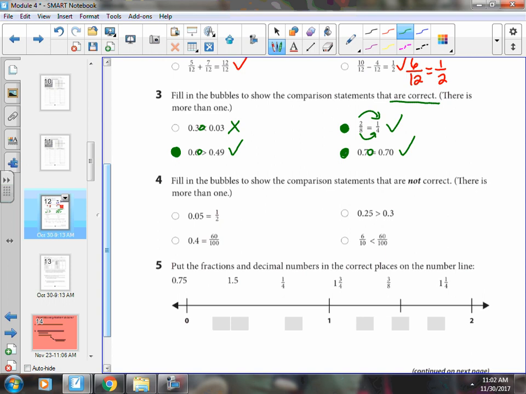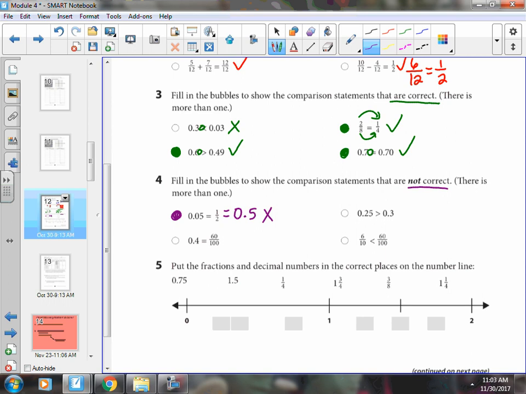Number 4, fill in the bubbles to show the comparison statements that are not correct. They're so making us think. Now we're looking for the ones that are wrong, and there's going to be more than one. 5 hundredths is the same as a half. No, a half is the same as 5/10. So those are not equal to each other. So that one is wrong.